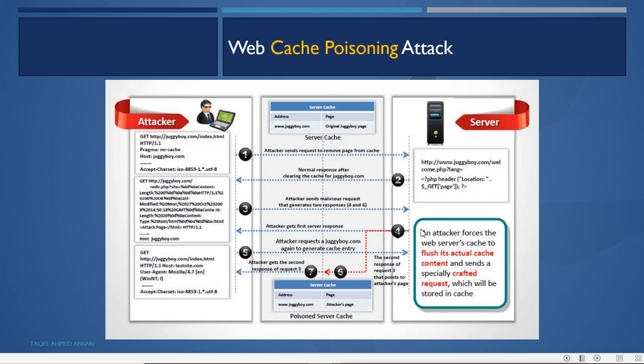Now the second response of request 3 points to the attacker's page, and that is what this is. So with the attacker's page, the address will remain www.juggyboy.com, but the page will change to become the attacker's page. It has poisoned the server's cache. Previously it was the original Juggy Boy page, now it is poisoned, and after that it is serving the attacker's page.